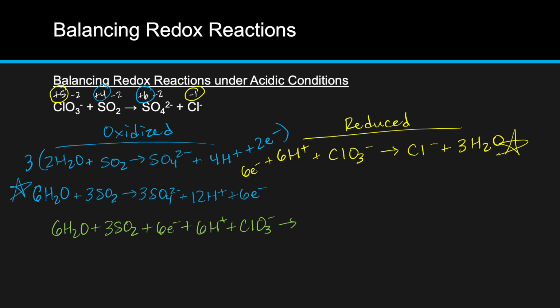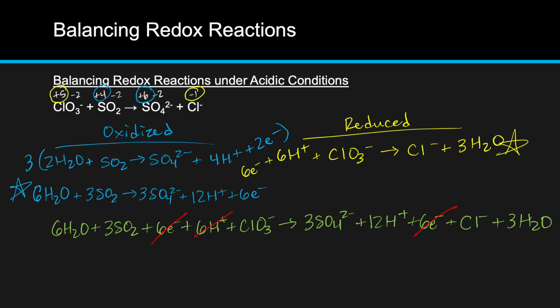Now for our products, starting with the oxidation half reaction, we have 3 SO4 2 minus, we have 12 H plus, we have 6 electrons, and then from our reduction equation, we have Cl minus and 3 waters. So now we need to figure out, okay, what do we have multiple of that we need to cancel out? So first, most obviously, is our electrons. Those are gone. Then we also have H plus ions on both sides.